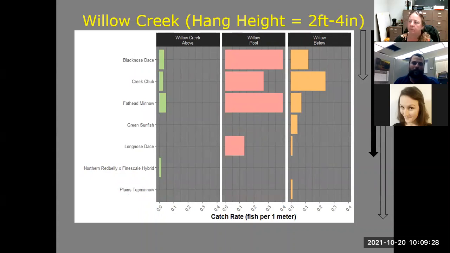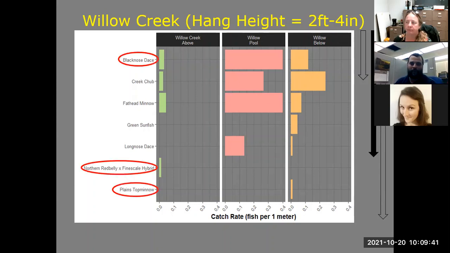So Willow Creek was our first site down, a little bit higher of a drop, a 2-foot drop on this one. One thing to note is it only goes up to 0.4 on the catch rates. We caught very few fish here, but of the fish we did catch, we sampled the Chrysomus and the Plains topminnows, and actually blacknose dace as well, which is also another tier 2 species here in Nebraska. But again, you see that there are a few less fish above than below.